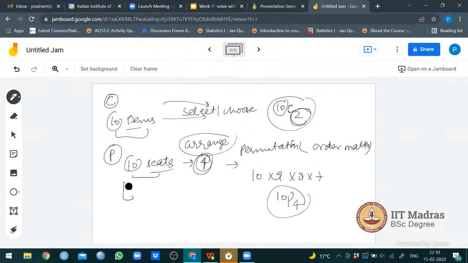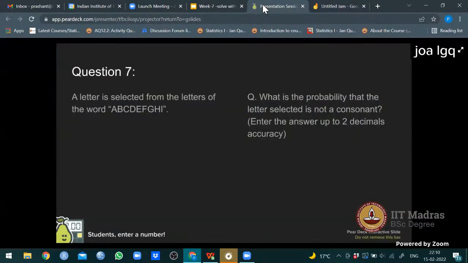And suppose you have 10 people, and I say you have to choose a group of 4 people. In how many ways can you choose? 10C4, order does not matter. It can be any 4 persons. So, have you got it?